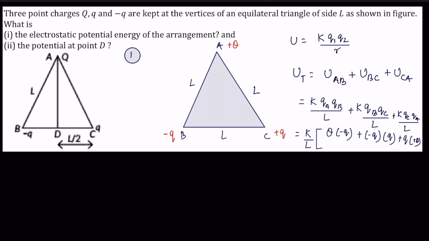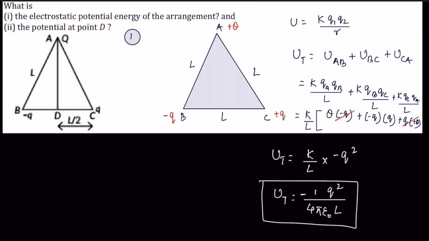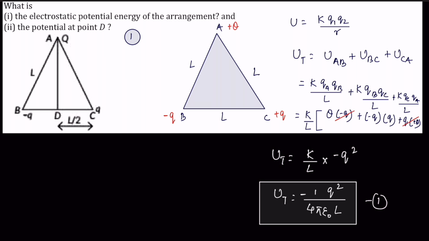So you see that here these two can be cancelled. So the total potential energy can be written as K by L into minus q square, or further we can write it as 1 by 4 pi epsilon naught L, here minus q square. This is the answer of the first part of the question.